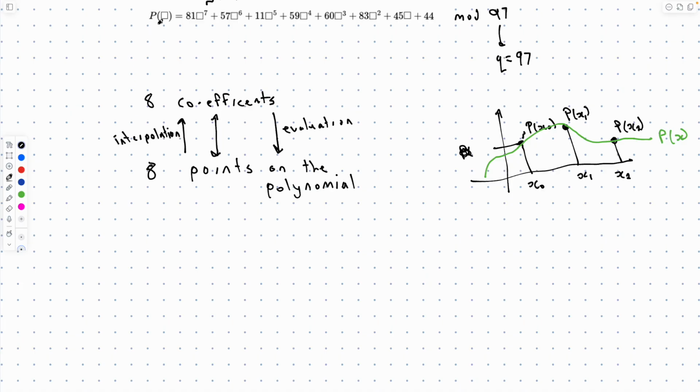Okay, so first off, I have to pick what points I want to send. What do I mean by that? I mean, what are the x values that I want to send the points at? Okay, so let's start in the evaluation direction first. So evaluation. So in this case, I have coefficients, and what I want to do is convert it into a set of points.